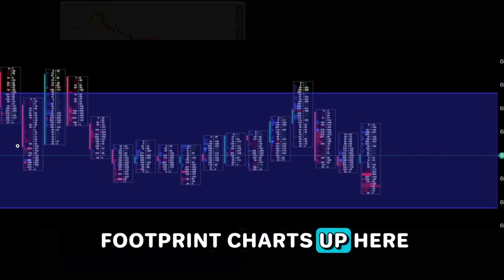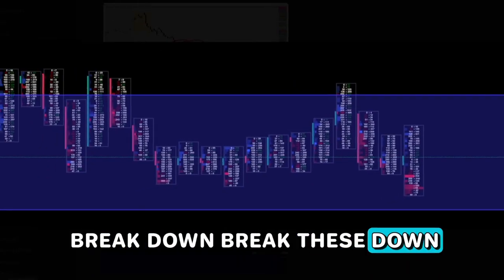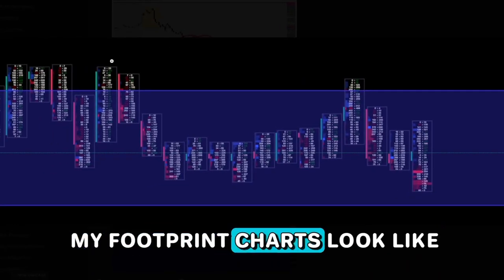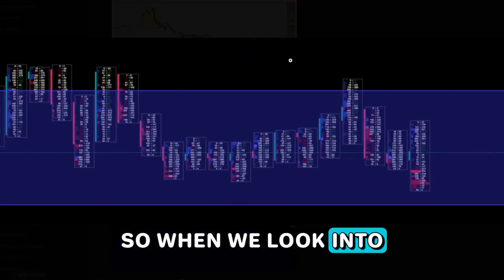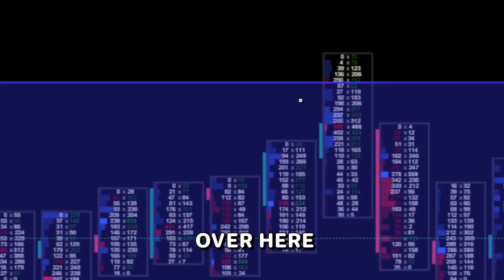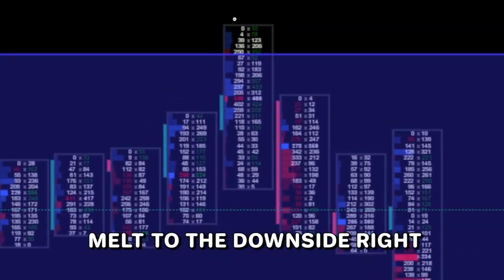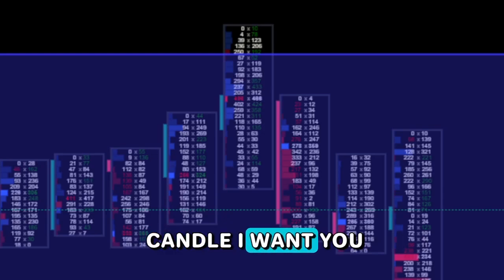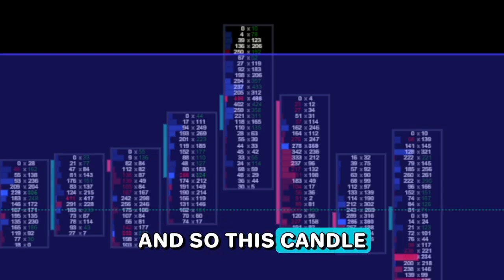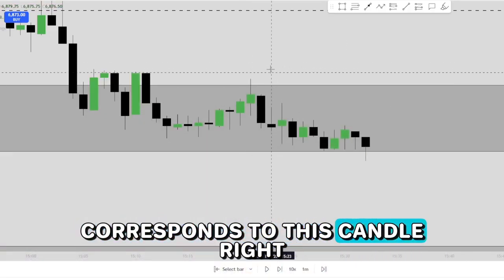Got my footprint charts up here, and I'm just going to break these down. So these are what my footprint charts look like. When we look into basic price action, I'm going to focus on this wick over here, right? This price action, as we start to melt to the downside. This is the main candle I want you to focus on. And so this candle corresponds to this candle, right?